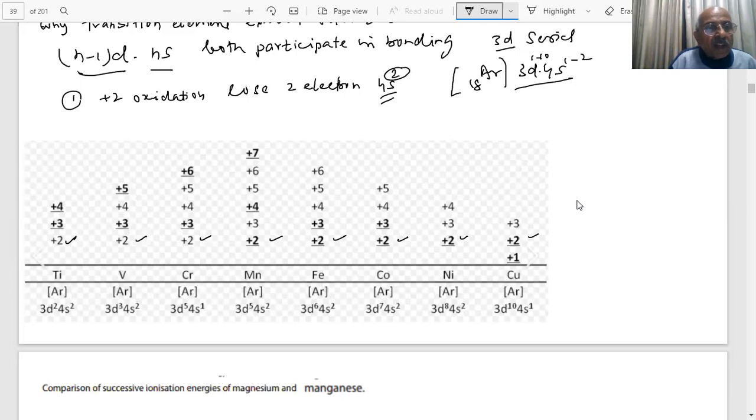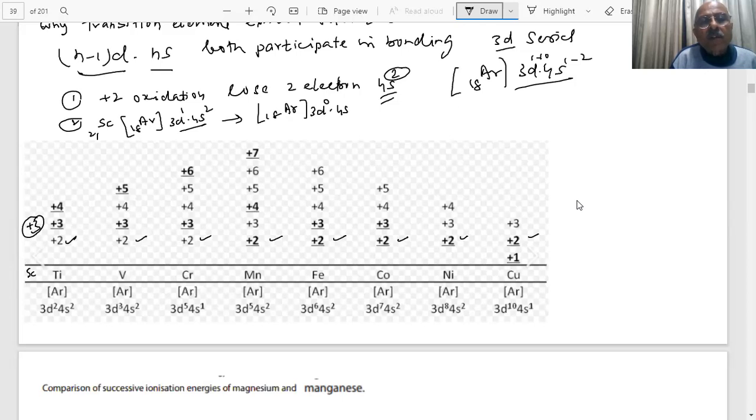Here, for example, in the case of titanium, I have not written scandium, scandium should be here. Students, scandium shows only +3. Why? What is the atomic number of scandium? 21. Argon, what do you have, students? 3d1 4s2. So if it loses 3 electrons, scandium, what will it be left with? Stable noble gas configuration. Then it will become 3d0 4s0. Right? This is a stable noble gas configuration, right?